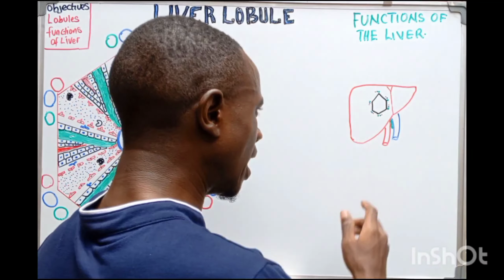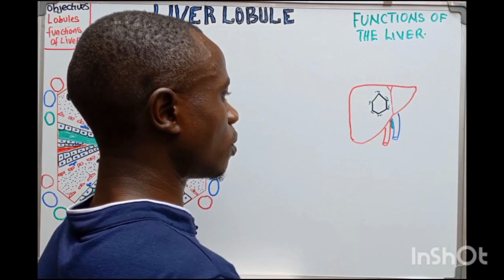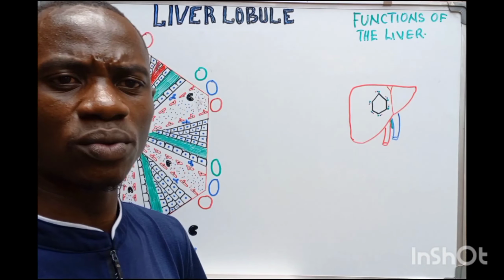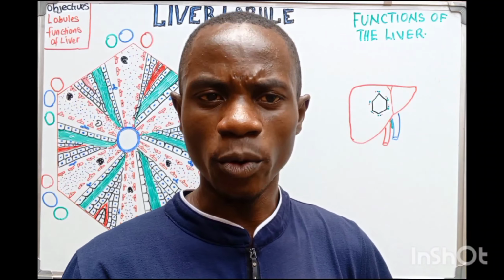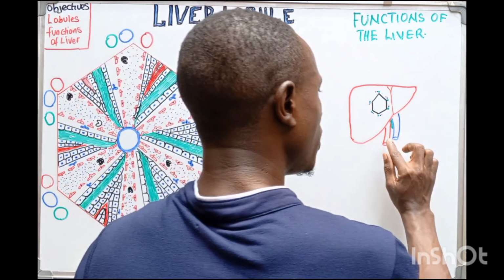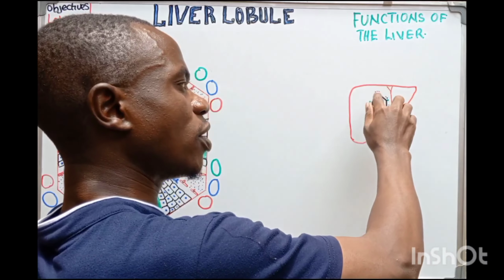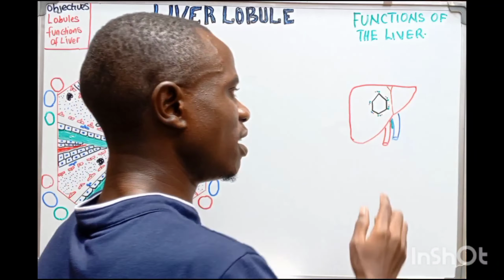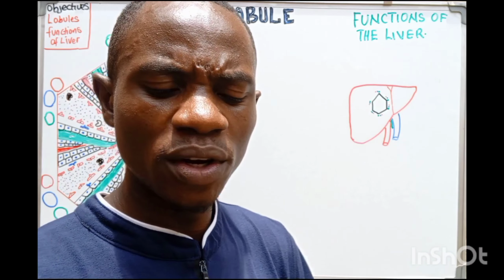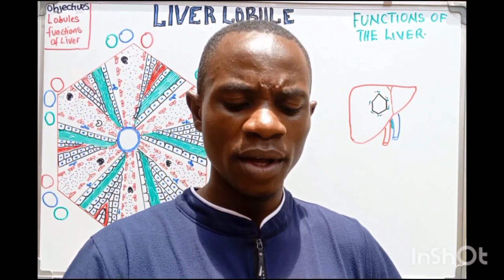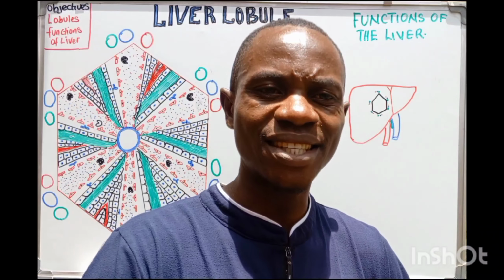Now, we want to see what happens when this blood enters the liver. The liver has a structural functional unit, which we call the liver lobule. So when this blood enters the liver parenchyma, we are going to have this liver lobule. Now, we have three types of liver lobule. The first one is the classic liver lobule. The second one is the portal lobule. And the third one is the acinus lobule.